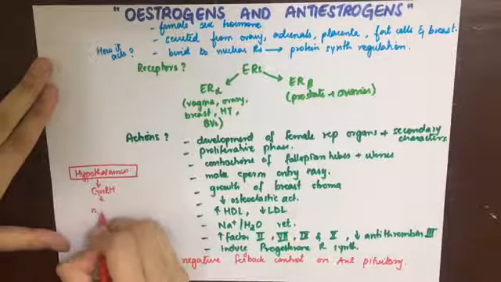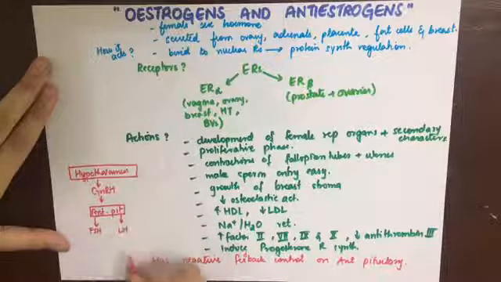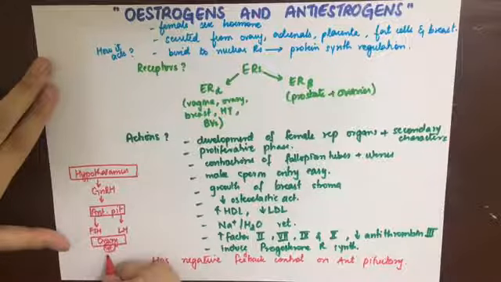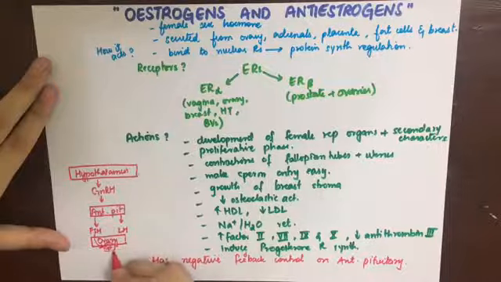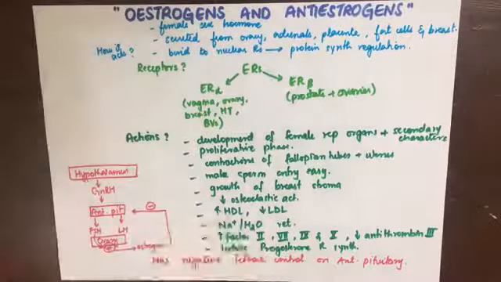Now, estrogens will have a negative feedback control on the anterior pituitary. We know that the hypothalamus secretes GnRH, which then acts on the anterior pituitary to release FSH and LH. Then FSH will act on the Graafian follicles to release estrogen, which will then inhibit the anterior pituitary only, not the hypothalamus.